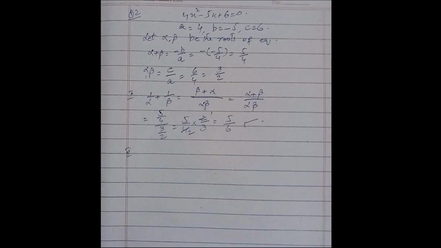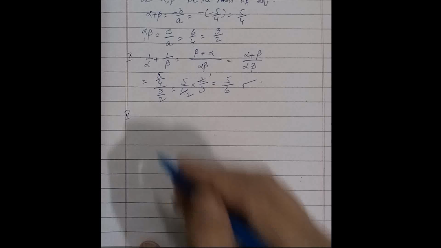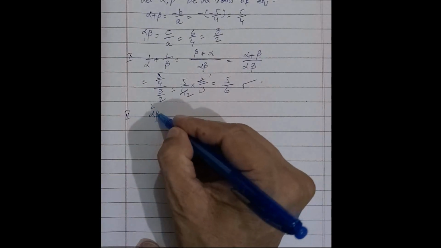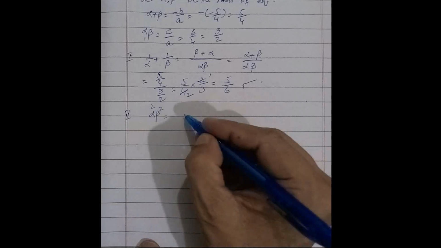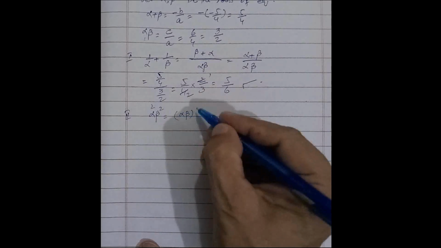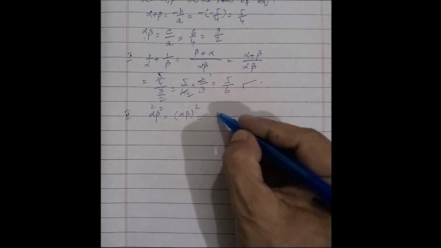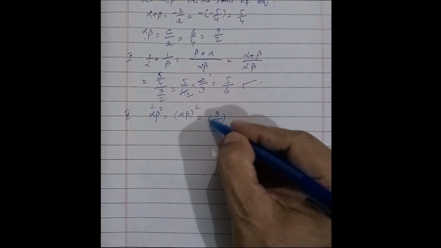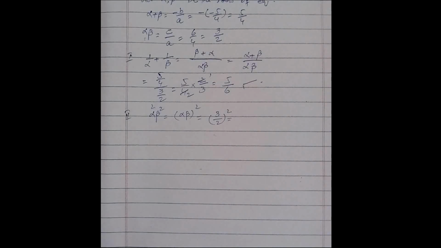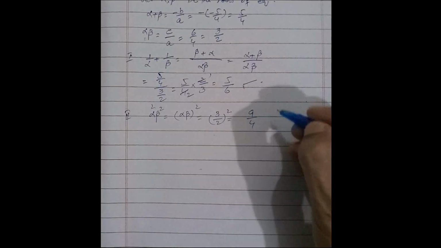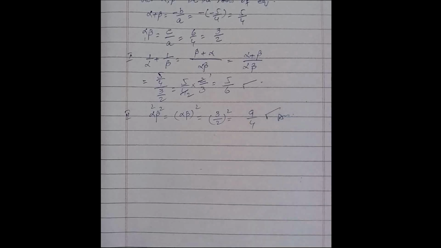Next, the second part, which is alpha square beta square. Alpha square beta square, and we write it alpha beta whole square. And we put the value of alpha beta, which is the product of the roots, which is 3 over 2 whole square. And then simplify it, it is 9 over 4. And answer of part 2.